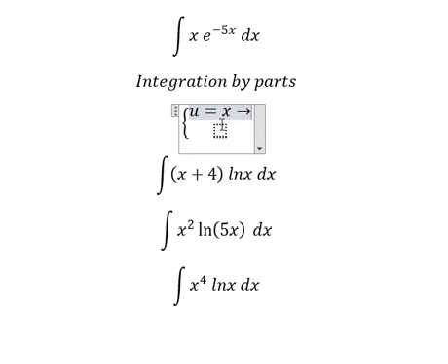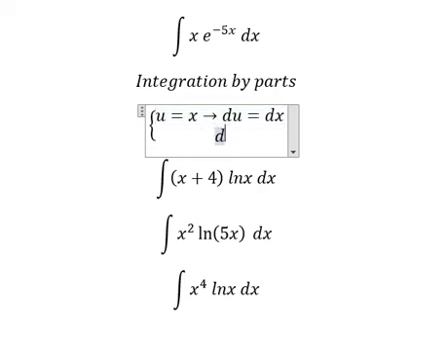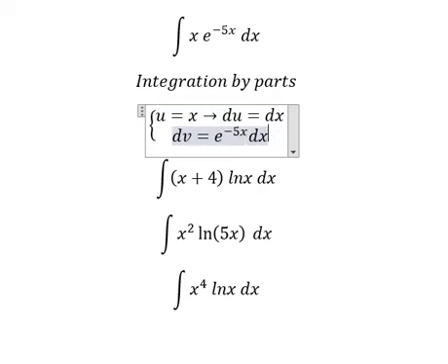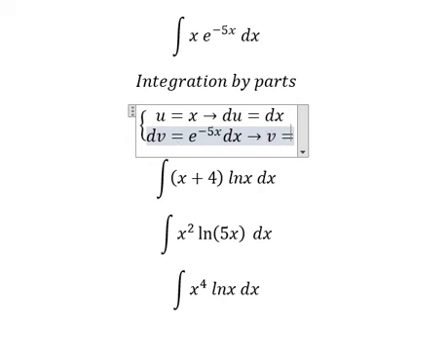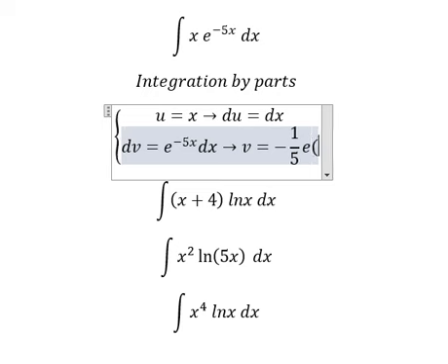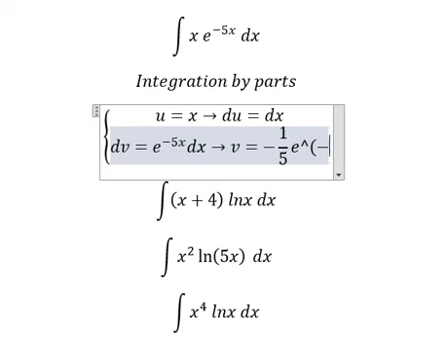Later, we need to first take the derivative of both sides. dv is this one. The integral of this one is negative 1 over 5 e to the power of negative 5s.